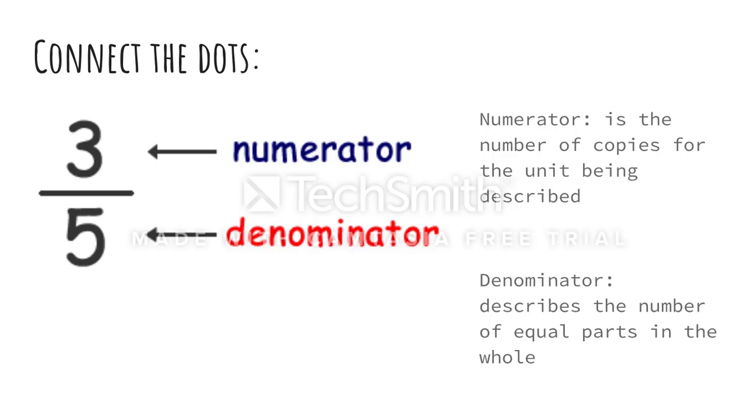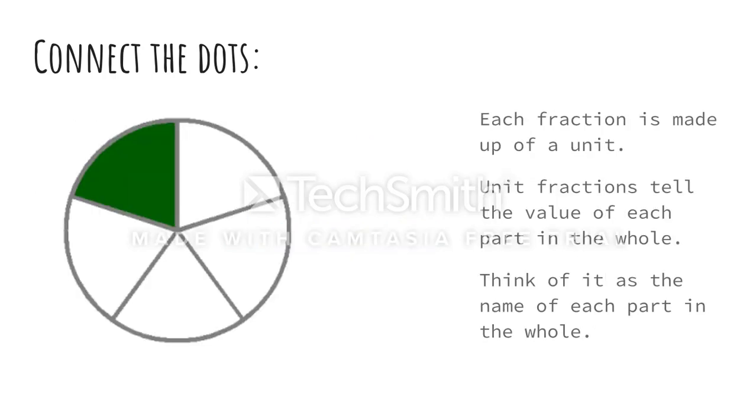The denominator in a fraction describes the number of equal parts in the whole. In the fraction 3/5, the denominator is fifths. Each fraction is made up of a unit. Unit fractions tell the value of each part in the whole. Think of the unit fraction as the name of each part in the whole.